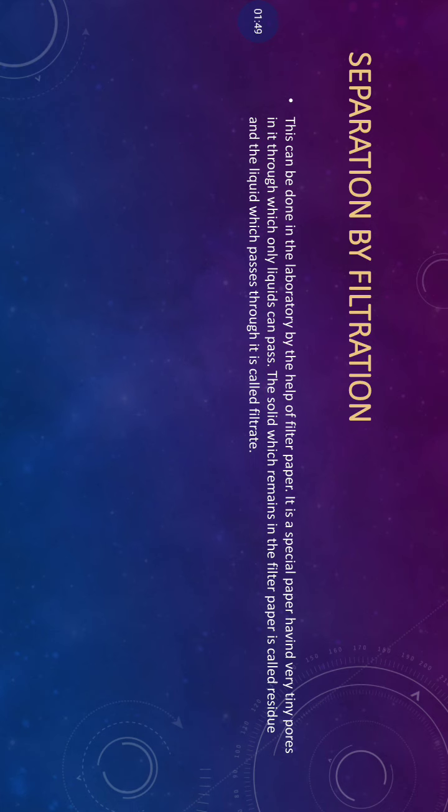Let us now discuss. It is a special paper having very tiny pores in it through which only liquids can pass. The solid which remains on the filter paper is called residue, and the liquid which passes through the filter paper is called filtrate. So you must remember what is residue and what is filtrate. We will use these terms again and again.